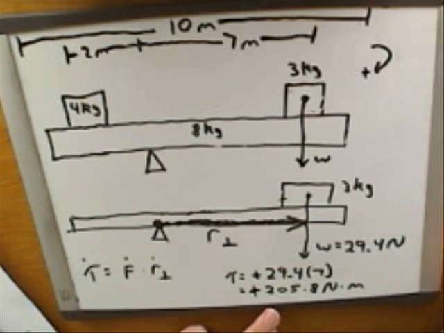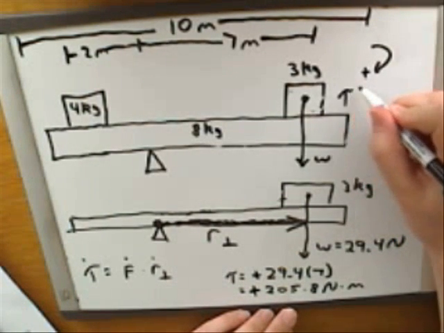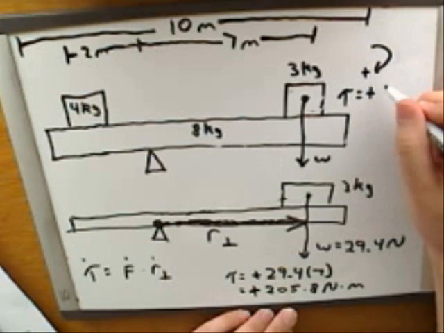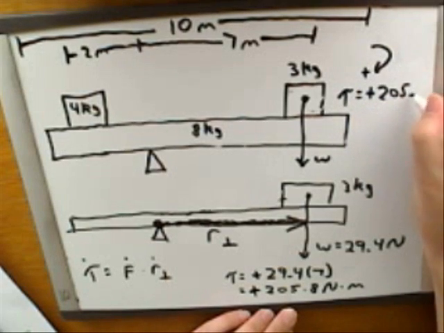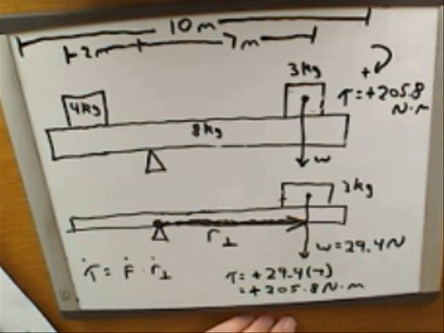It's 205.8 Newton meters. So here we have a torque of positive 205.8 Newton meters. All right, good. So that gives us that torque over there. That's how we find the torque using that new 6-step method. So far, so good?